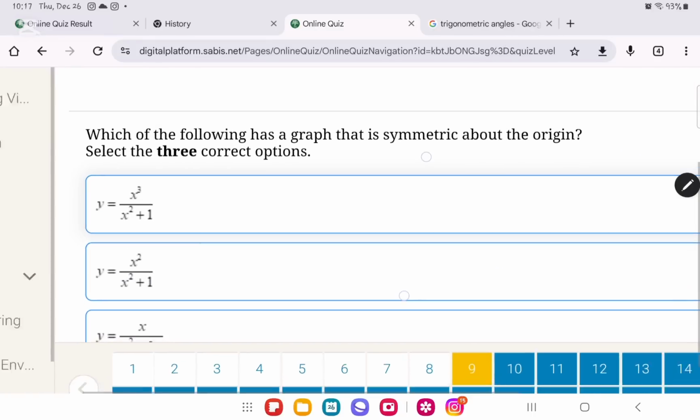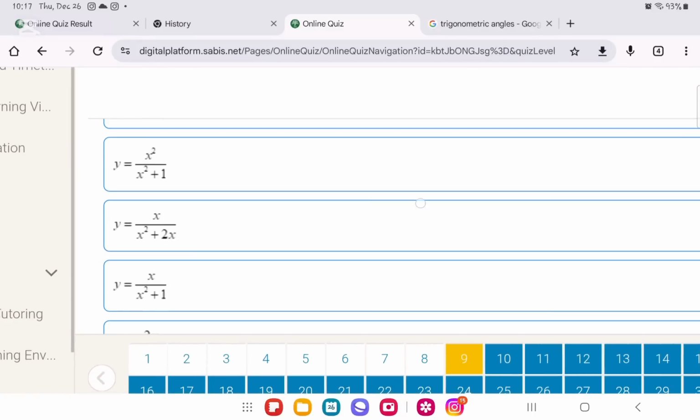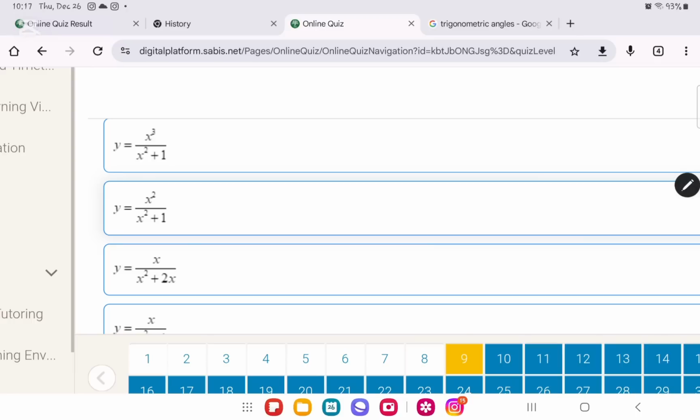All right, so how do we check if it is odd? First thing, they gave us a hint saying that we have 3 correct options. But how do we check if it's odd or not? Very simply, we are going to take 2 values, for example 2 and minus 2. They are the same number but different signs. So hopefully it will be easier in this case.